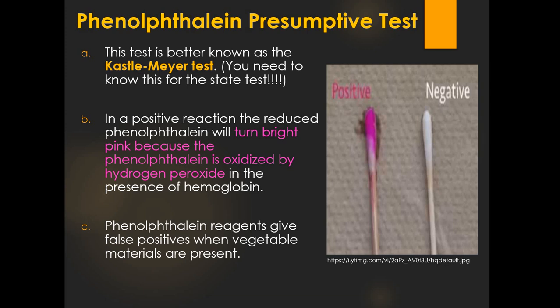Phenolphthalein reagents can give false positives, especially when vegetable material is present. So if something has vegetable stuff in it, and specific vegetables we won't go into, but there's specific vegetables that, if they're present, it will tell me that it is blood. But when I get back to the lab and do a further test, it'll show no, that's not. But it is a bright pink test and very easy to see. Okay, to go forward, you need a few more seconds.